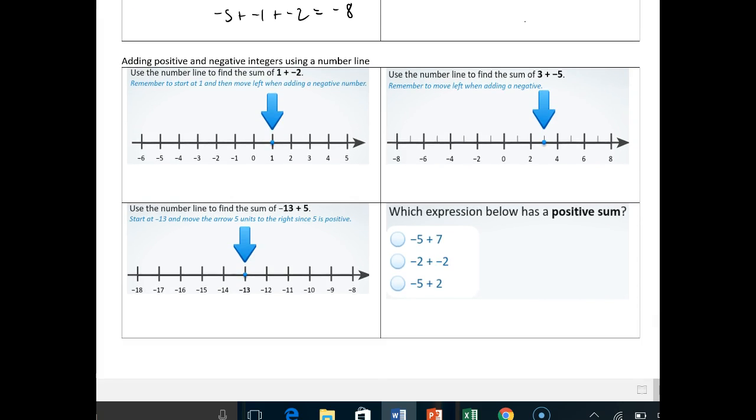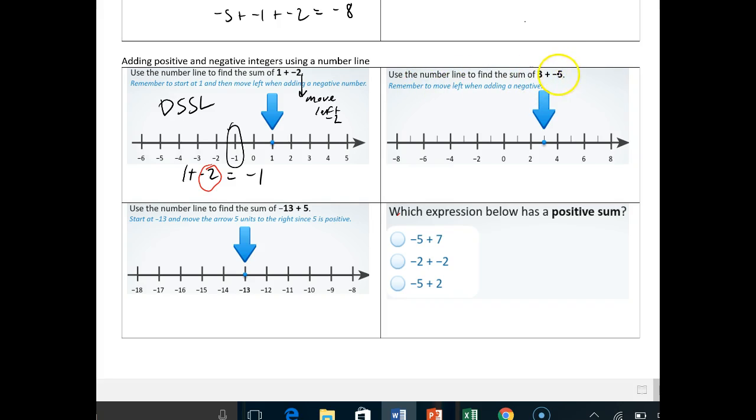So adding positive and negative numbers using the number line. So here we go. Use the number line to find the sum between 1 and negative 2. So start at 1 and then move left negative 2. So starting at 1, move left 1, 2, I end up at negative 1. So 1 plus negative 2 is equal to negative 1. This is an example of DSSL, different sign, subtract, keep the sign of the larger. Do I have more positives or more negatives here? I have more negatives. That's why my answer is negative.